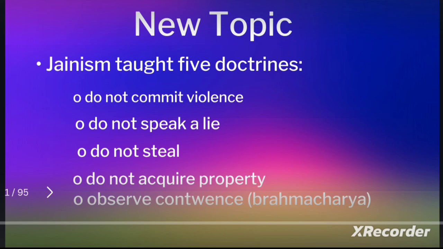New topic. Jainism taught five doctrines. Do not commit violence. Do not speak a lie. Do not steal. Do not acquire property. Observe continence. That is brahmacharya.